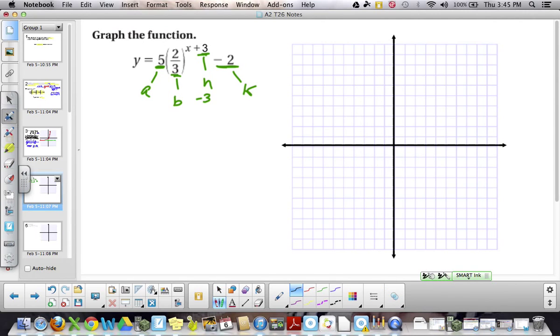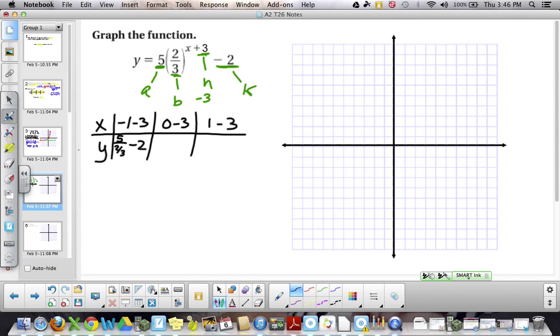So our points that we're going to plot, our normal x values were -1, 0, and 1. So we're going to add H to each one of those. So it'll be -1 minus 3, 0 minus 3, and 1 minus 3. And then our k values, a divided by b, so 5 divided by 2/3, plus k, so -2. Then a plus k, so -2. And then a times b, so 5 times 2/3, plus k, so -2.